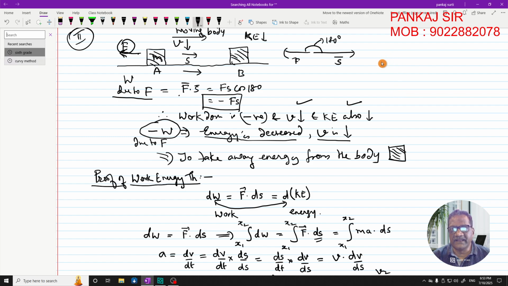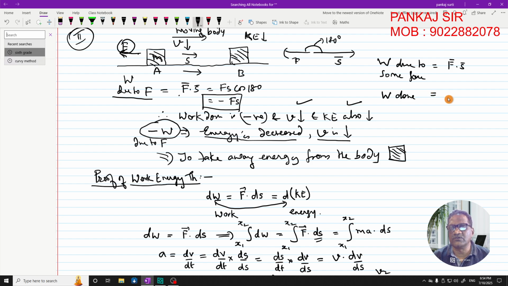See, if you want to find out the work done due to some force, or due to a group of forces, then normally you are going to use this formula F dot S, but this formula is restricted to a force which should be constant. So if work done has to be calculated for a body in which the force is not constant but variable, then you cannot use this formula.